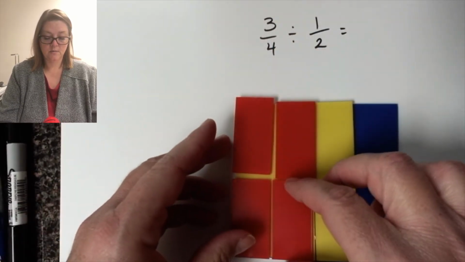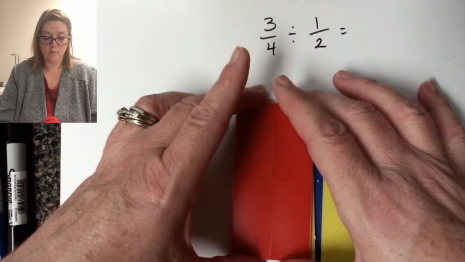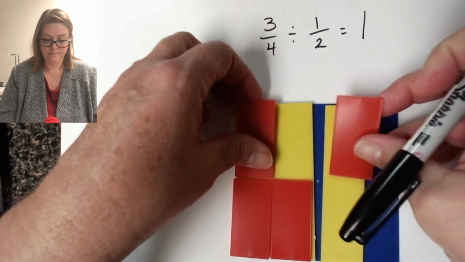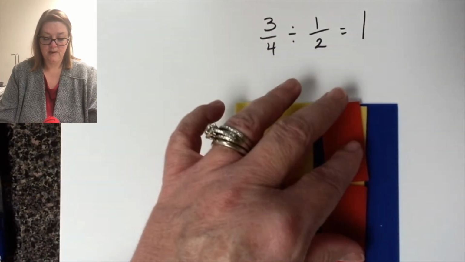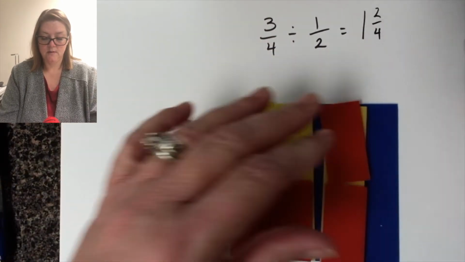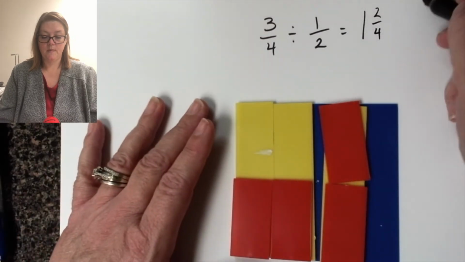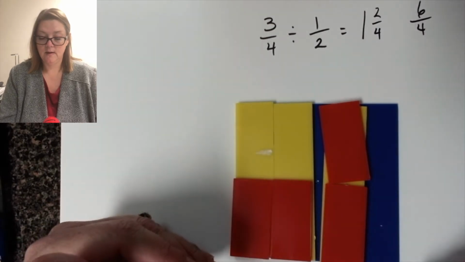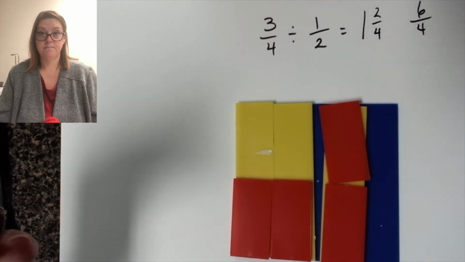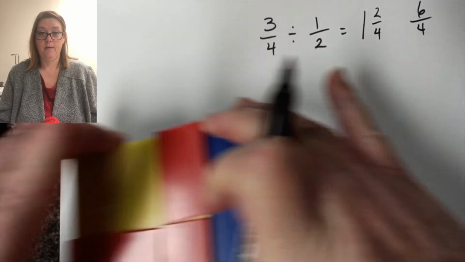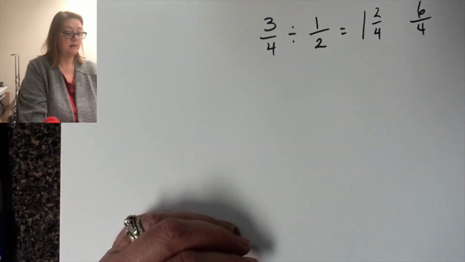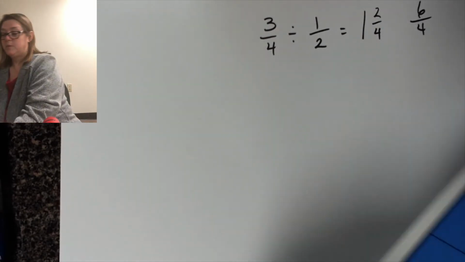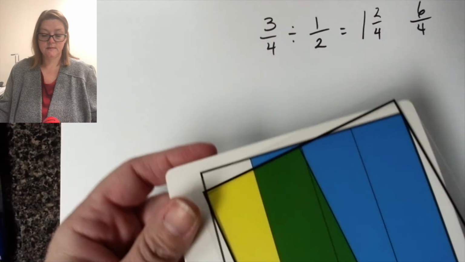So if this is my total, I know I have 1 whole and I have 2/4. Or I have 6 pieces out of my whole, which was 4s. Wow, that's a big thing to see. Now let's also look at it with our fraction multipliers. So 3/4.